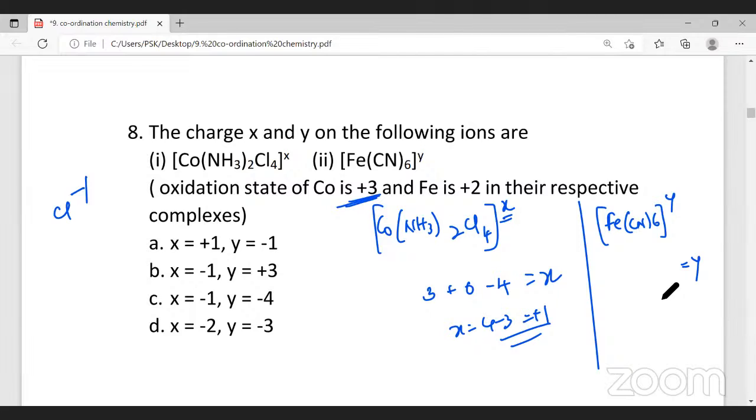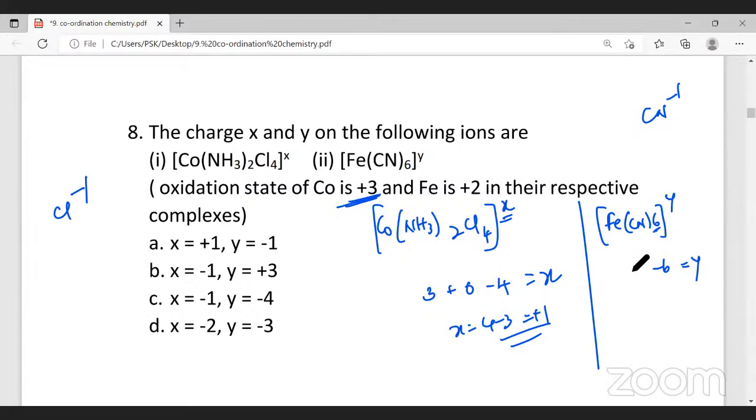Cyanide is what type of ligand? Sir, it's a monodentate. Monodentate. Whether it's negative, positive, or neutral? Negative, sir. How many negative charges does cyanide have? One, -1. -1 into 6 is how much? -6. So cyanide ions here give -6.